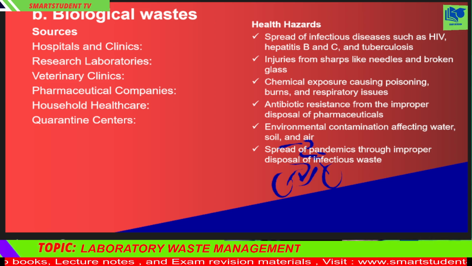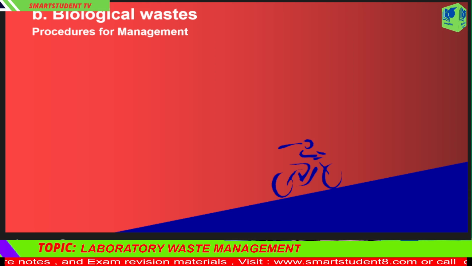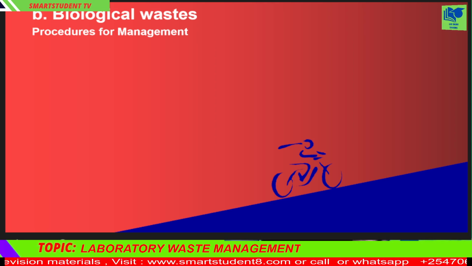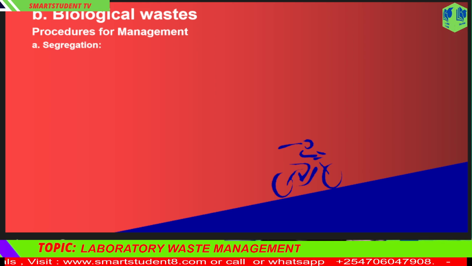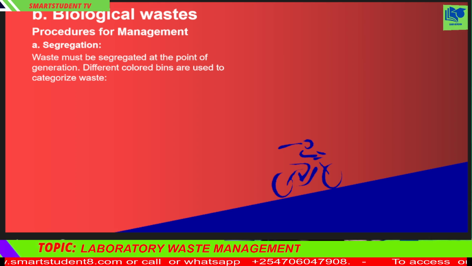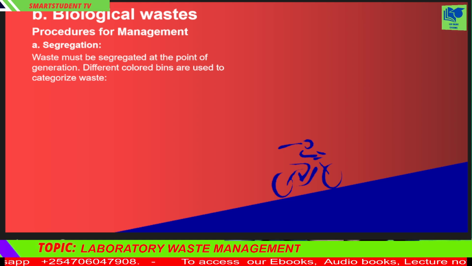5. Procedures for management and disposal of biological, biomedical, and infectious waste. Effective management involves a series of systematic steps, which include: A. Segregation. Waste must be segregated at the point of generation. Different colored bins are used to categorize waste. Red bins are used for holding highly infectious waste, e.g. human and animal anatomical waste, and other infectious waste.